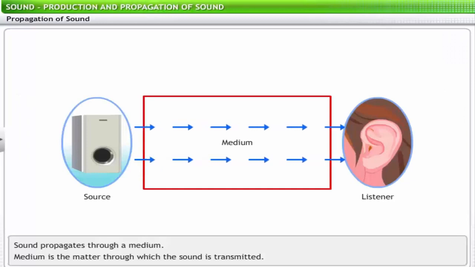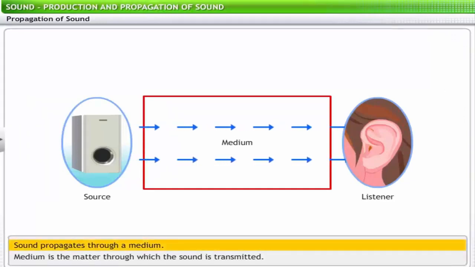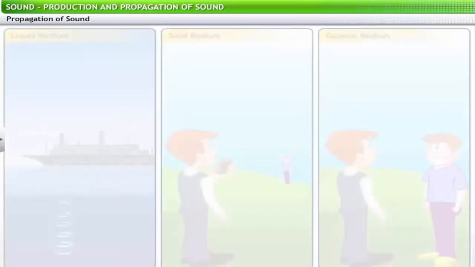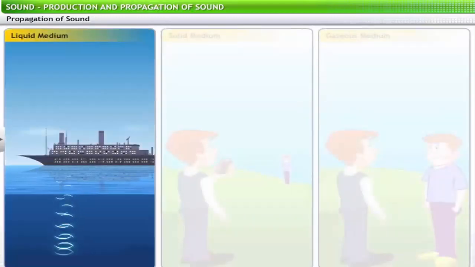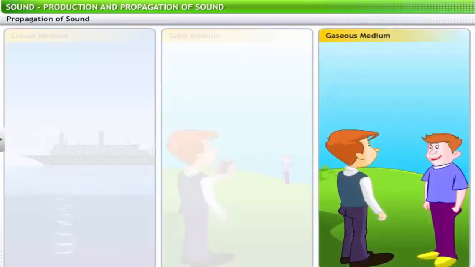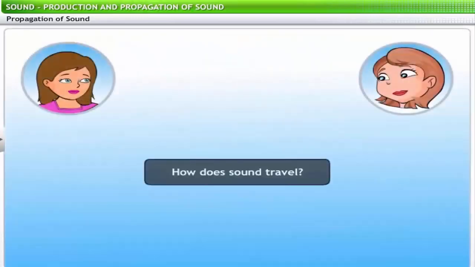To reach your ear, sound needs to propagate from the source to you through a medium. A medium is the matter through which the sound is transmitted. A medium can be liquid, solid, or gas. So how does sound travel? Do the particles in the medium travel from the source to the listener?